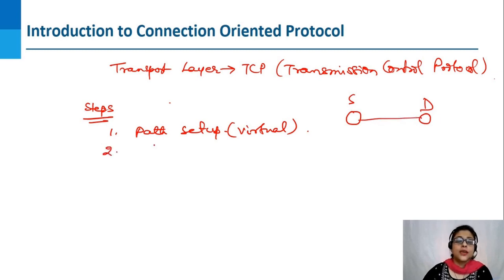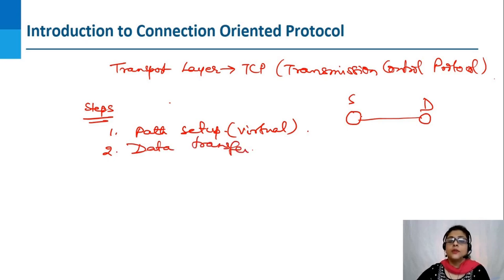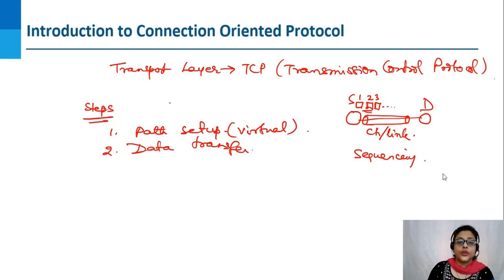The second step is data transfer. After the path is set up, the data will pass through this path or channel or link. And all the packets will be numbered as 1, 2, 3, and they will reach the destination in the same order. So sequencing is maintained in connection-oriented protocol. It is also reliable because there is proper flow and error control mechanisms that take place for TCP.